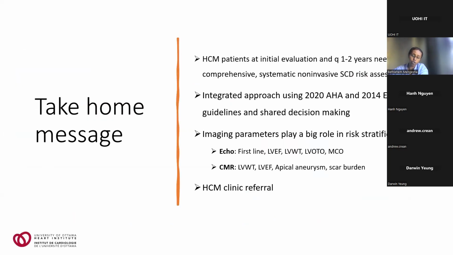My take-home message would be risk stratification for sudden cardiac death is an important pillar of HCM management, and we should make a comprehensive systematic assessment by integrating both guidelines and also multimodality imaging. While some patients can be followed by general cardiologists, we need to know when to refer to HCM expert clinics, as I've outlined before in the prior slides.